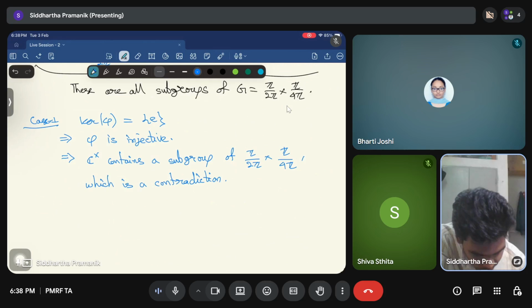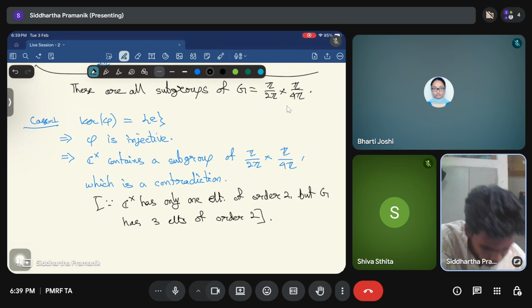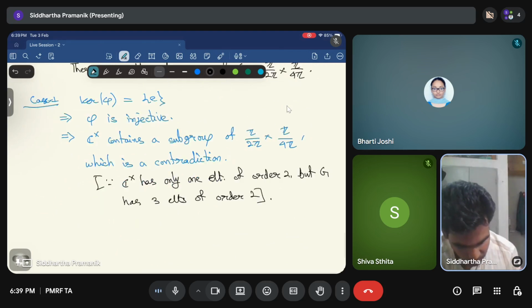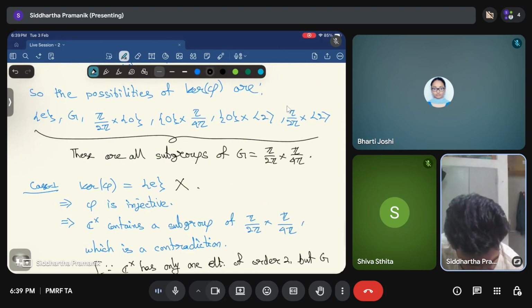So why is this a contradiction? Because C cross has only one element of order 2, but G has three elements of order 2. So I hope this is clear. So the kernel cannot be the identity, right? So this one option is gone.